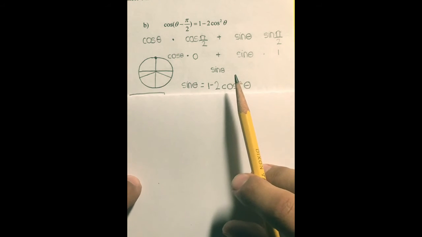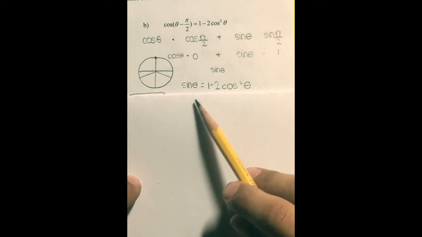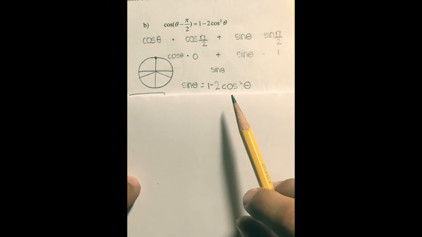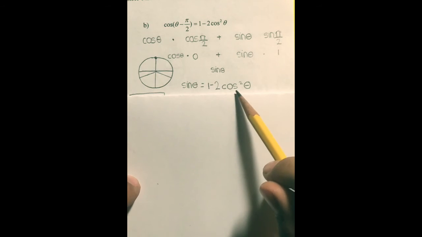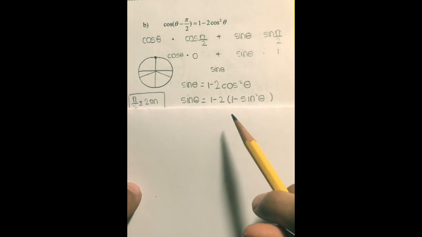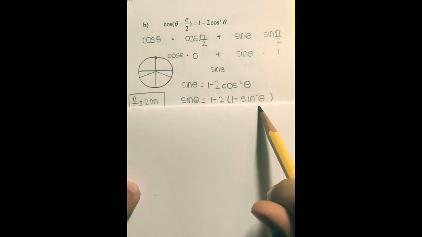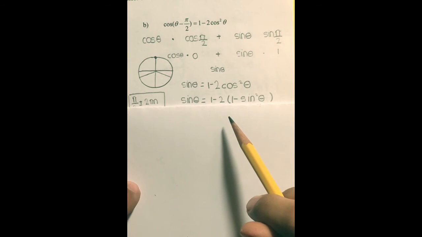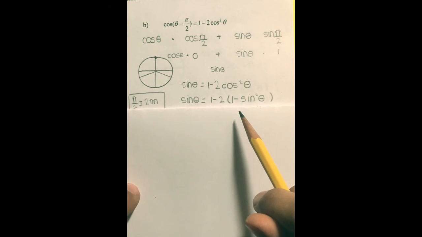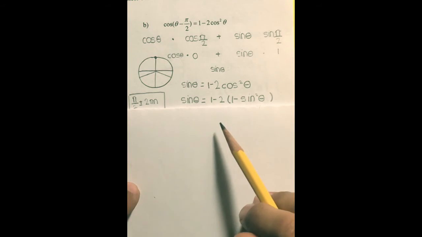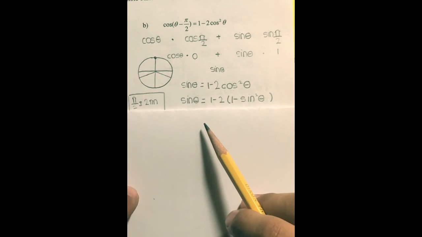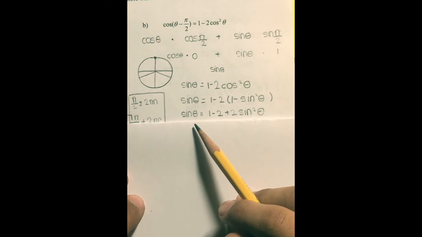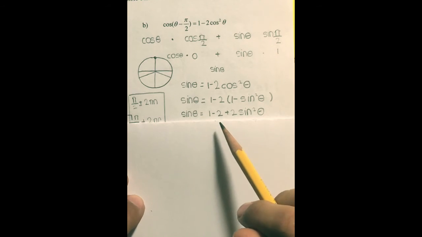So now we plug our answer into our equation, and we set sine theta equal to 1 minus 2 cosine squared theta. If we remember, cosine squared can change to 1 minus sine squared theta. So now we have sine theta equals 1 minus 2 times 1 minus sine squared theta in parentheses. So now we have to distribute this 2 right here. So we end up having sine theta equals 1 minus 2 plus 2 sine squared theta.